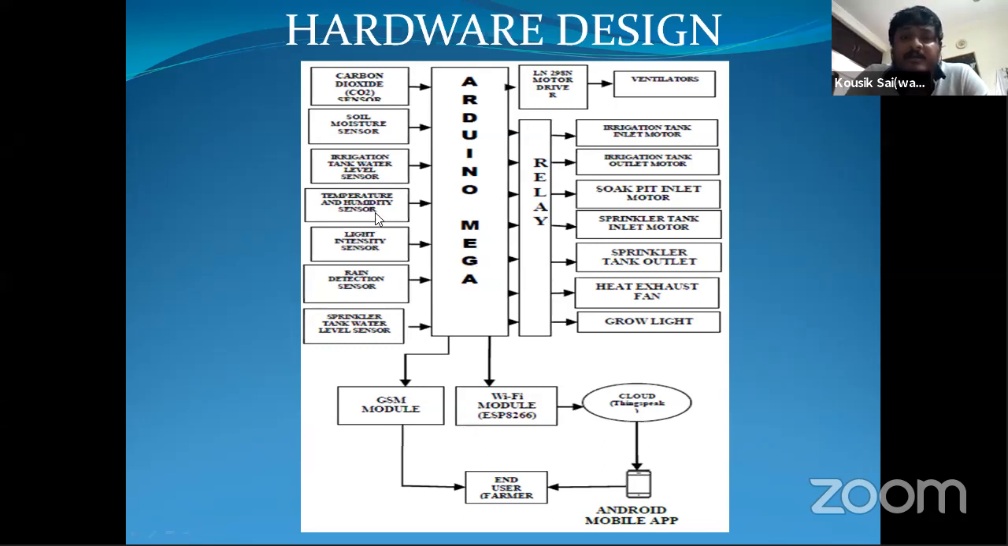For the temperature and humidity sensor, if the temperature is high, the exhaust fan will automatically turn on, and the temperature will be maintained there. For humidity, water will be sprinkled there. And the GSM module, as we saw before, sends an SMS to the mobile phone. With the Wi-Fi module, we can send data through the cloud, ThingSpeak, and the Android app. A grow light is used at night and when it is cloudy; the light will automatically turn on, and it will be used for the photosynthesis process in the crop.